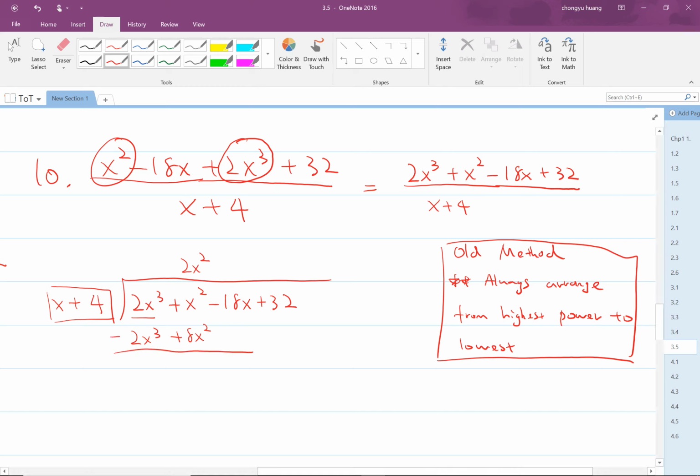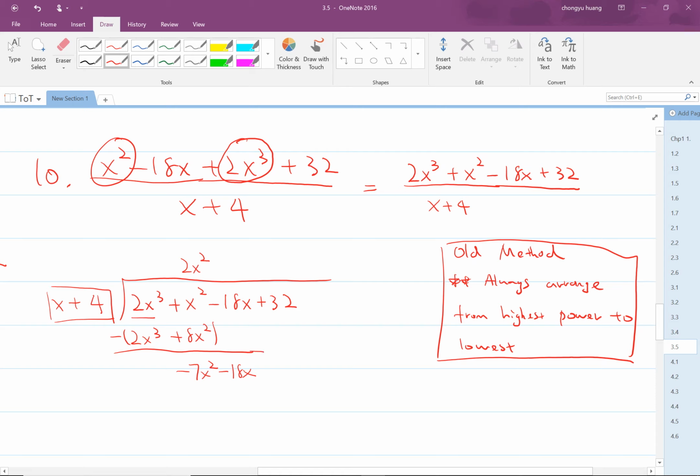And then now, as always, we have to cancel it, right? So 2x to the power 3 minus 2x to the power 3 equals 0. Then x squared minus 8x squared becomes negative 7x squared, right? So what we have is positive x squared minus 8x squared, which becomes negative 7x squared, right? And then we write it down, minus 18x, right?